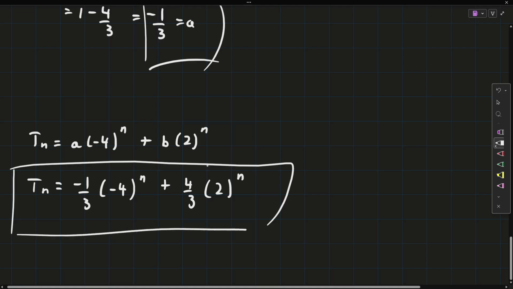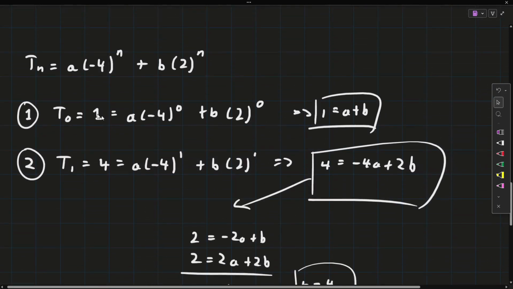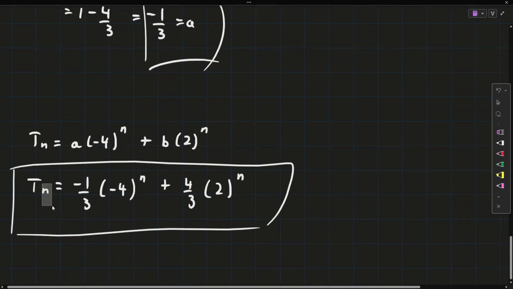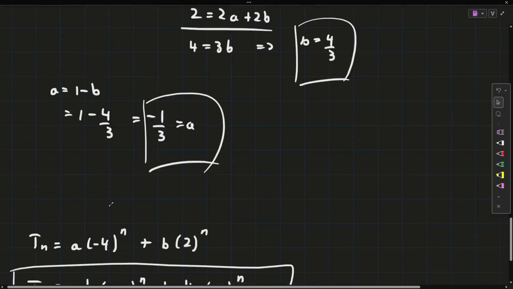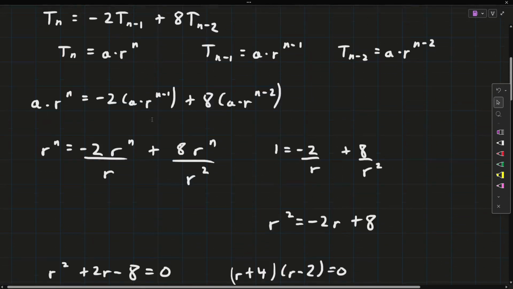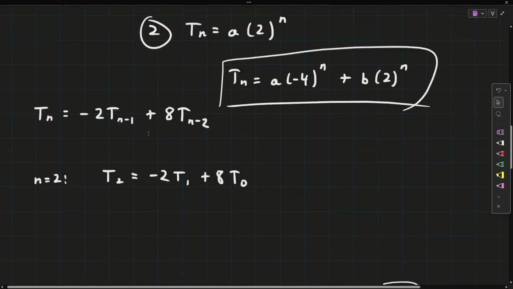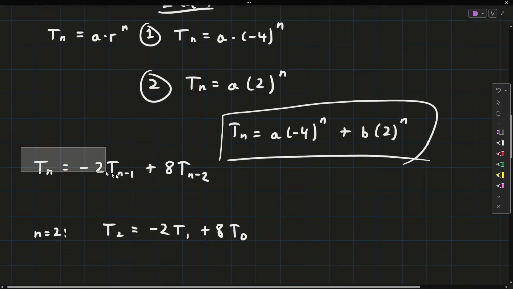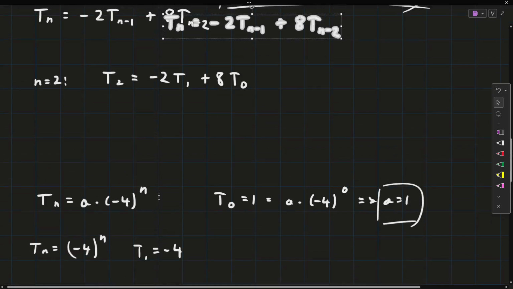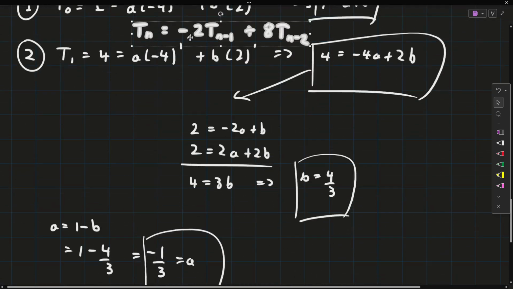It seems a little weird because we have fractions, but I can guarantee you, if you sub in t0, you will end up getting 1. If you sub in n equals 1, you'll end up getting 4. And then you could calculate using the difference equation. Where was our original difference equation? Here it is. I'll do a little quick calculation just to prove that this works.